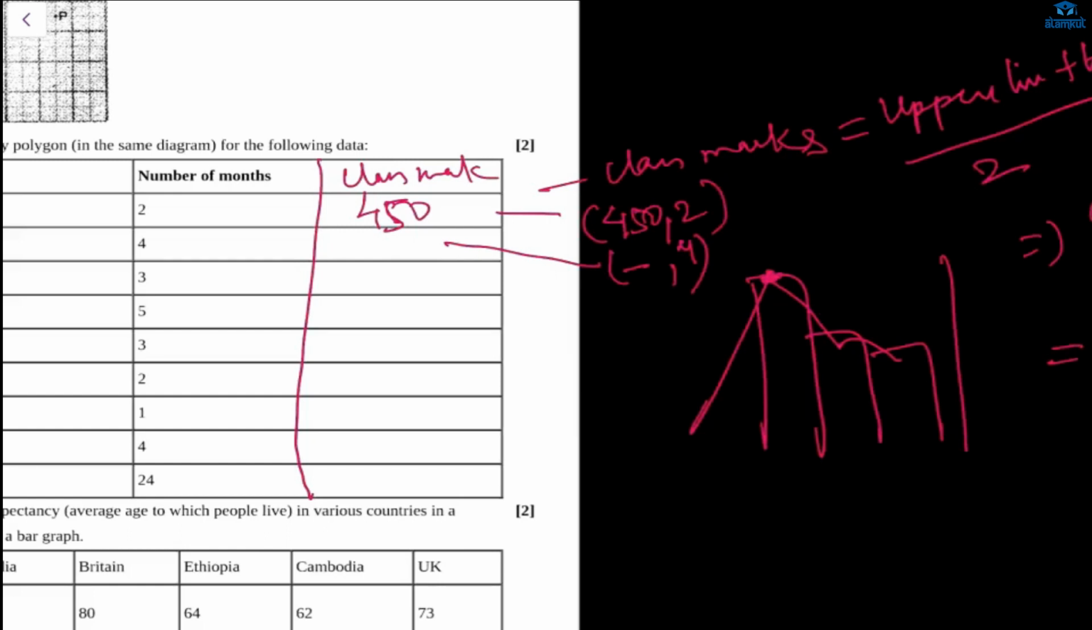This was continuous, so we have to do this. Comma 4. Okay, number of months, so it depends on the number of months. The second one, I will explain in class, let me explain it to you properly in class. Okay.